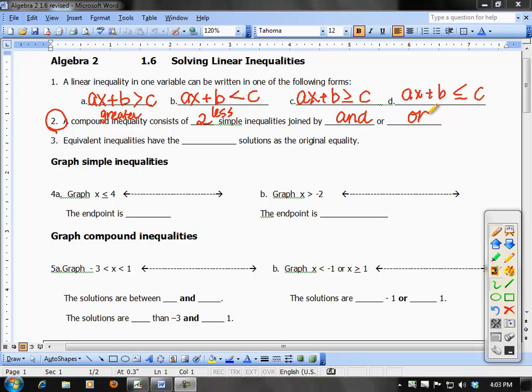Equivalent inequalities, we said equivalent equations had the same answer. So equivalent inequalities also have the same solutions. And that just means that if you solve two inequalities and you get the same answer, they're considered equivalent.